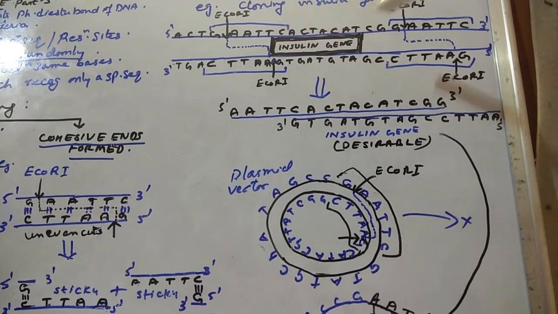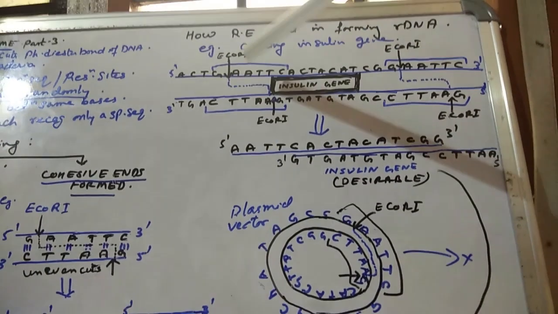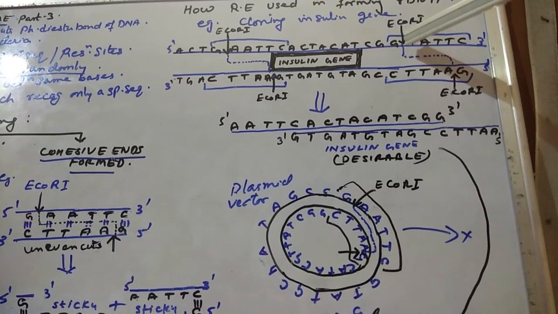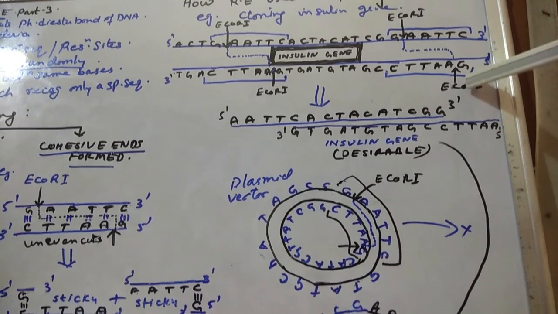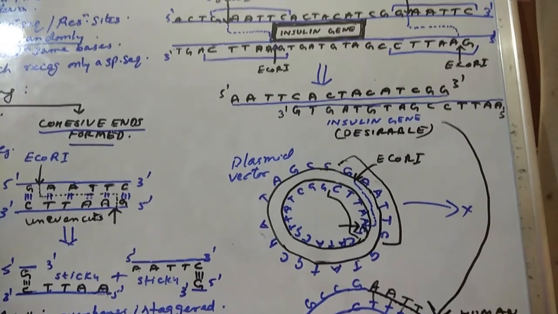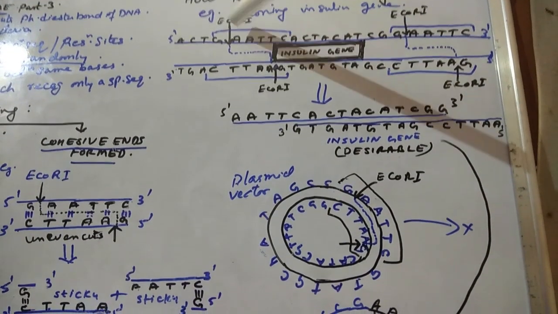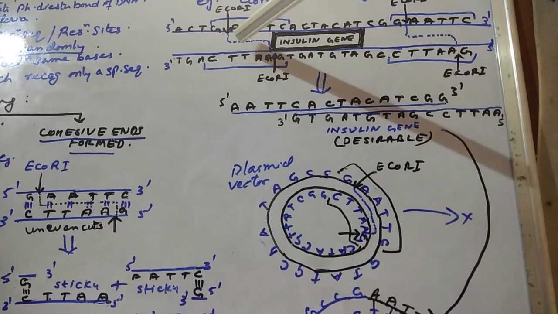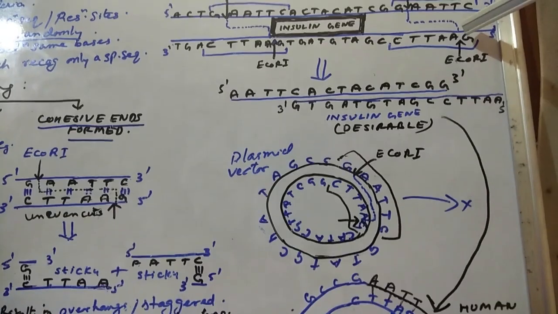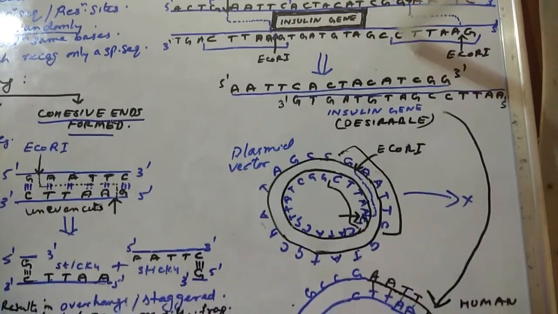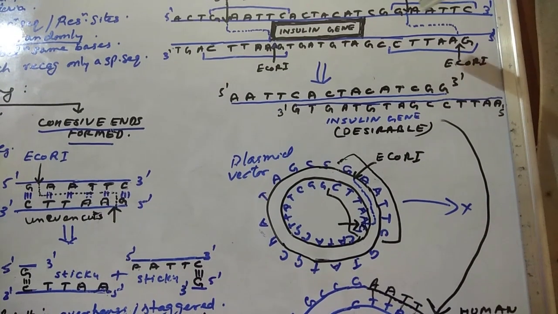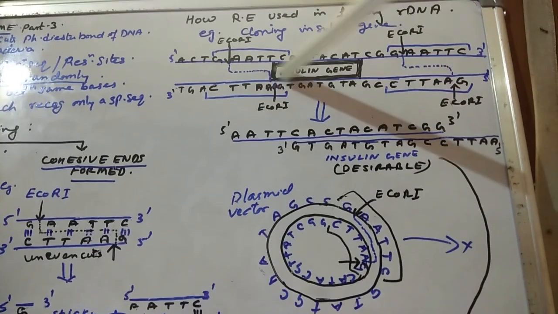So EcoR1 runs over the fragment and cleaves exactly at the restriction site, that is between guanine and adenine. It cleaves here, here, and here, between guanine and adenine. So what do you get? When this is broken, in sticky ends the enzyme also breaks the hydrogen bonds. In blunt ends it was not breaking the hydrogen bonds, which is why equal fragments were formed. Here in cohesive fragments, the hydrogen bonds are also broken.